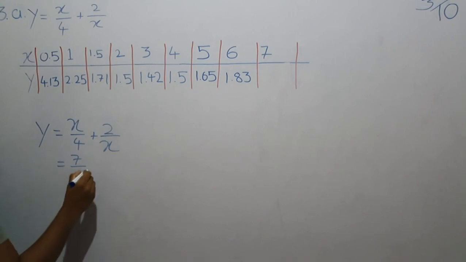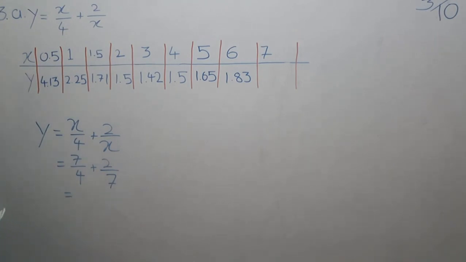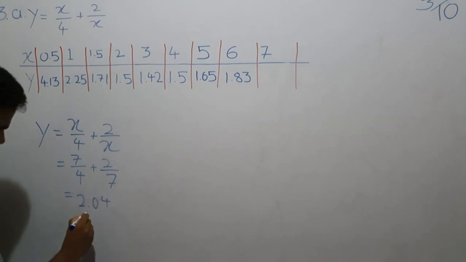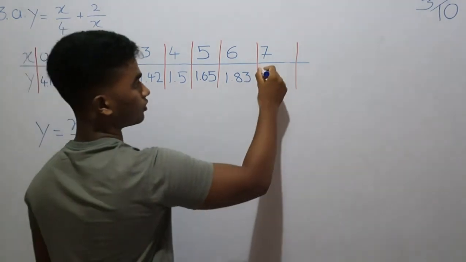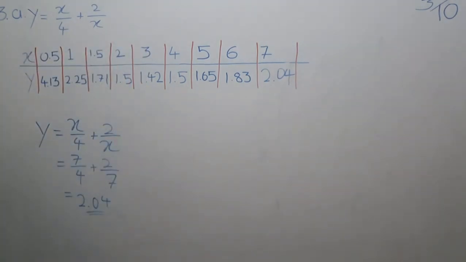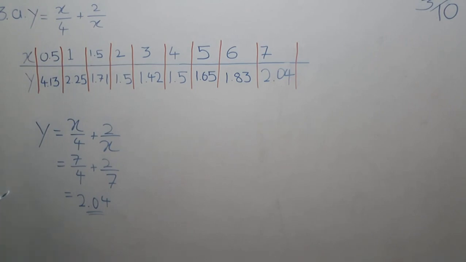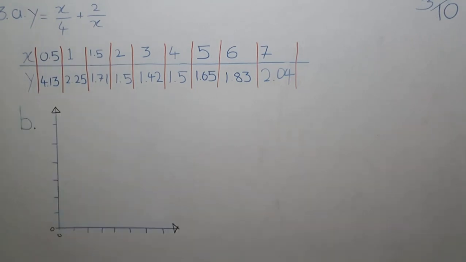7 divided by 4 plus 2 divided by 7. The answer is asking for 2 decimal places, so the answer is 2.04. Now next question. Part B, on the grid, draw the graph of y equals this, from 0.5 to 7. So this is the graph.